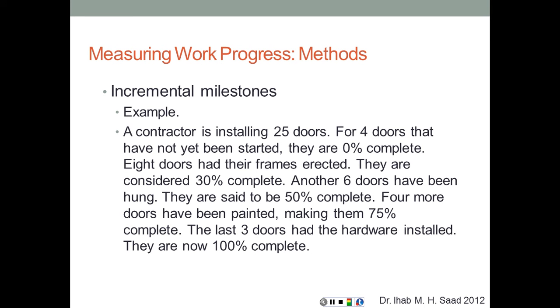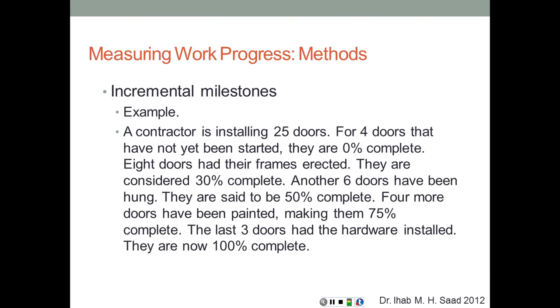We consider hanging the doors is 50% of the work. 4 doors after being hung have been painted, so we consider that as 75% of the work. And then the last 3 doors had all of the previous steps completed, plus the hardware also installed, which is the remaining 25%. So now these 3 doors are 100% complete.